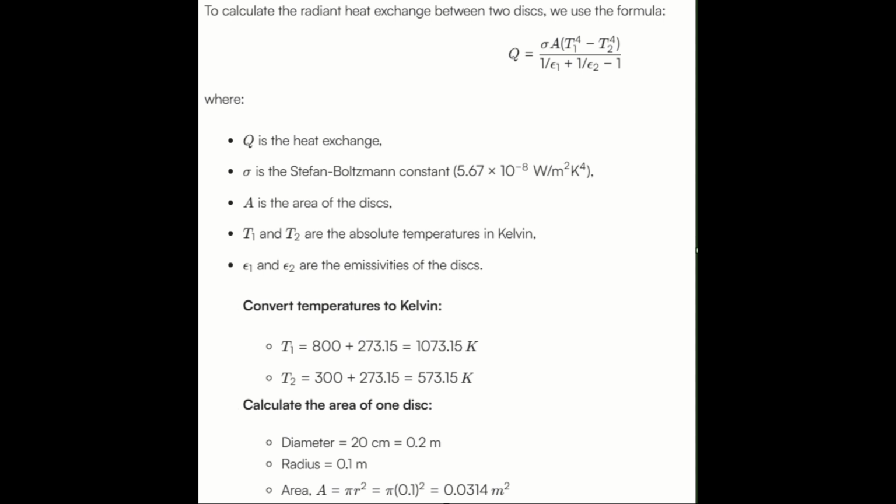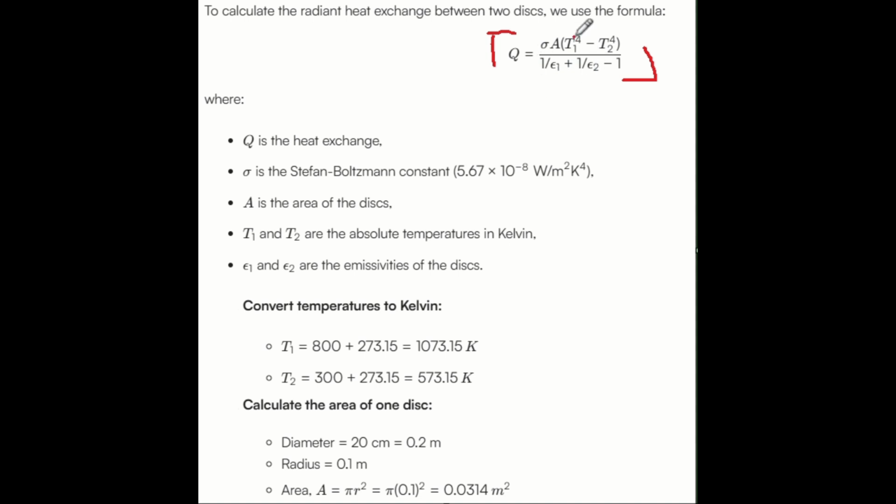So we have to apply the same formula for parallel plates or parallel discs. That is the general equation for two discs which are parallel to each other: Q is equal to sigma A (T1 raised to 4 minus T2 raised to 4) whole divided by (1 by epsilon 1 plus 1 by epsilon 2 minus 1), where epsilon 1 and epsilon 2 are the emissivities of the two corresponding plates, and T1 and T2 are the temperatures of the two plates.